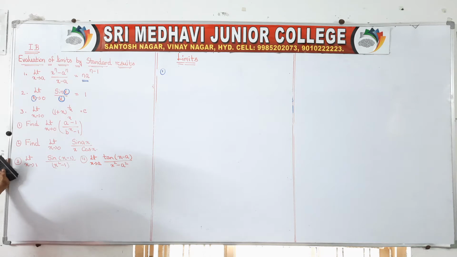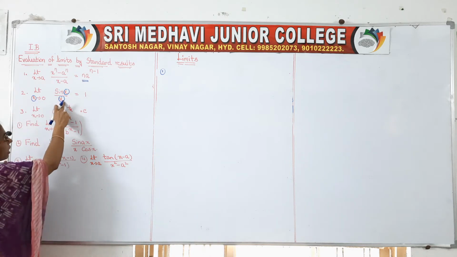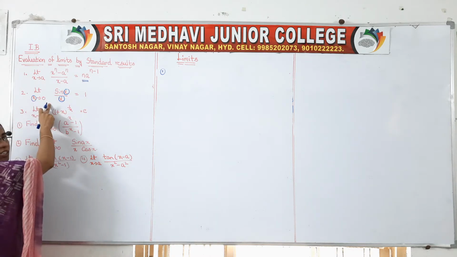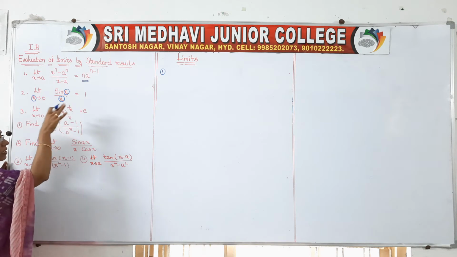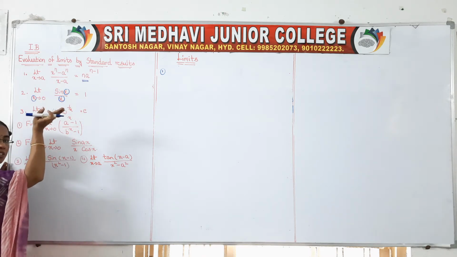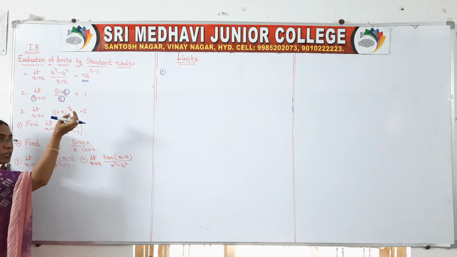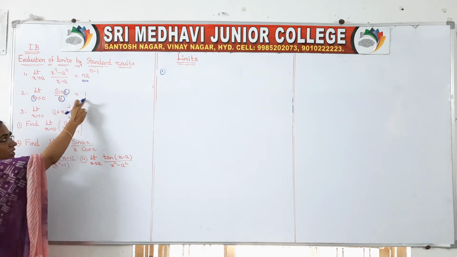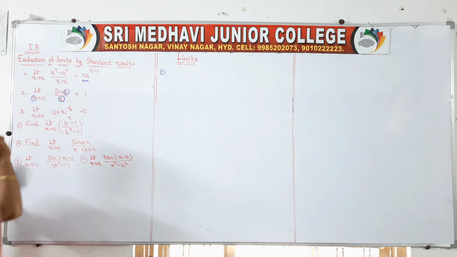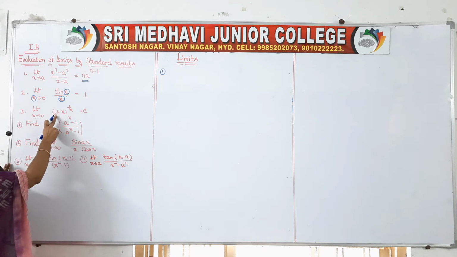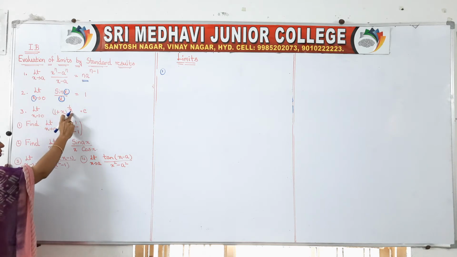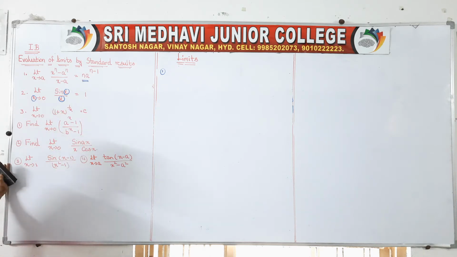That means you can have sin 2x by 2x, limit 2x tends to 0, right? Sin 5x by 5x, here limit 5x tends to 0. If the problem is in this form, that means instead of x we can have any value, then we can equate that with 1. And next, the third one, limit x tends to 0, 1 plus x to the power of 1 by x is equal to e. That is the third form.